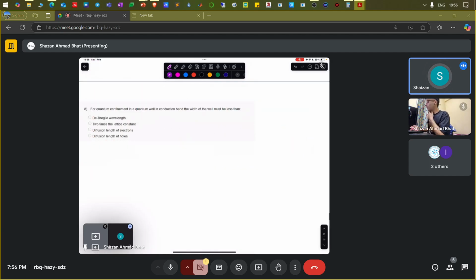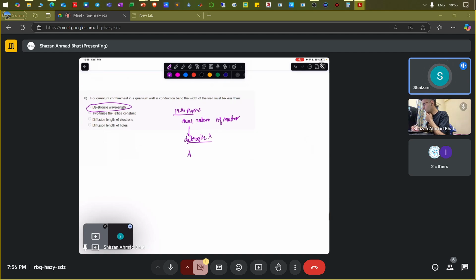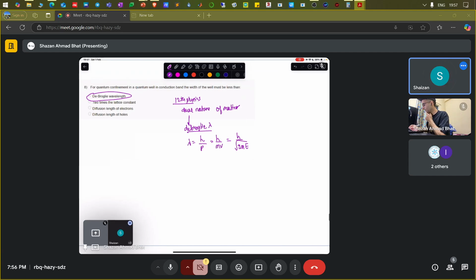For quantum confinement in a quantum well structure, the width of the well must be less than the de Broglie wavelength. You remember from your class 12 physics, we studied about the dual nature of matter. You studied about something called the de Broglie wavelength, which was basically the wavelength equals h over p, which is h over mv, or you can write it as h over the square root of twice m times electron energy.